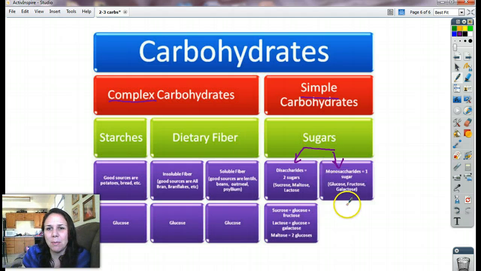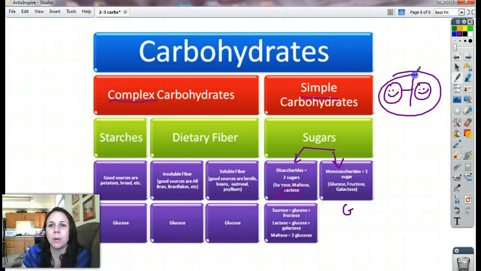So for the sugars, we have the monosaccharides, like glucose, fructose, and galactose. And then we have the disaccharides, like sucrose, maltose, and lactose. Lactose is milk sugar. Those of you who are lactose intolerant can't break down the dimer. You have the dimer in you, which you need to break down, but if you're lactose intolerant, you can't, and that's what makes you sick. Glucose and fructose make sucrose, glucose and galactose make lactose, and two glucoses make maltose.